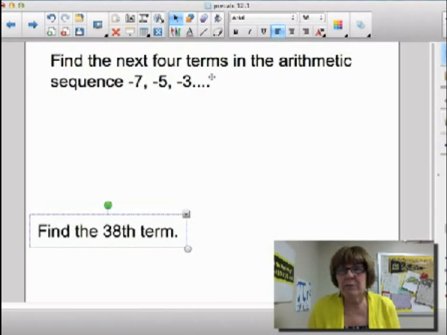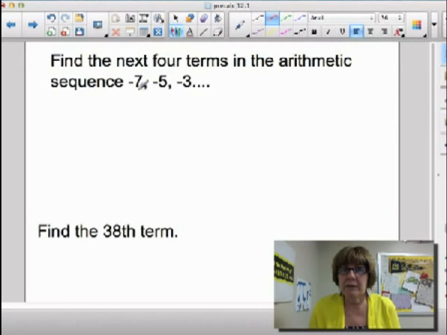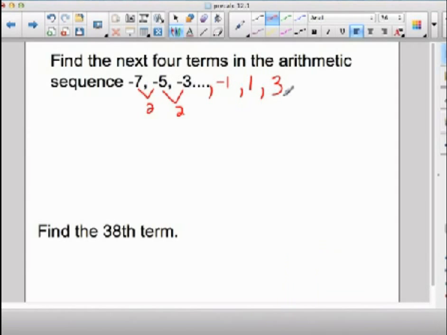Then find the next four terms in the arithmetic sequence, -7, -5, -3. What you have to do first is find the common difference. So the difference from here to here is 2. The difference from here to here is 2. So we're just going to add 2 here. So the next term is going to be -3 plus 2, which is -1, plus 2 is 1, plus 2 is 3. And we need 4, so plus 2 is 5. So the next four terms are -1, 1, 3, and 5.